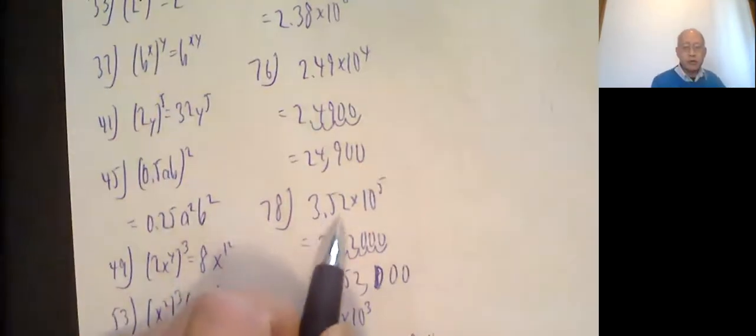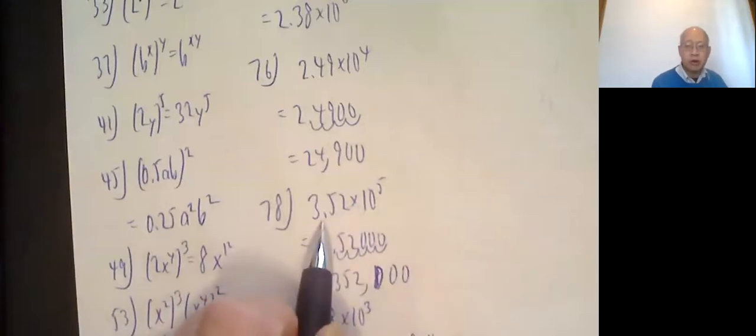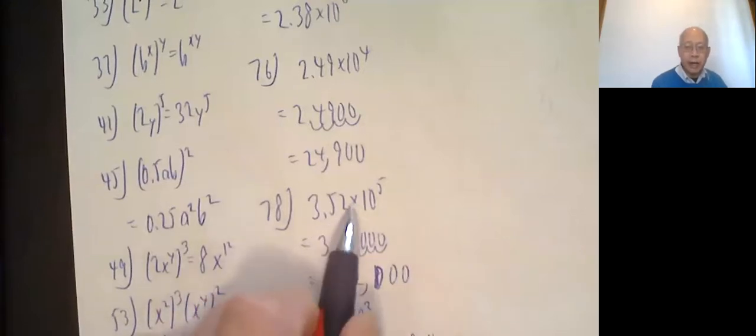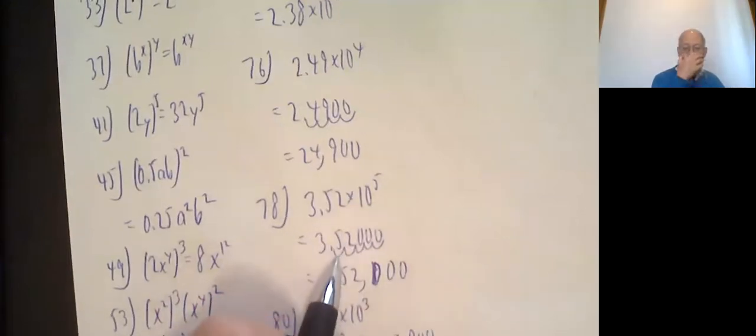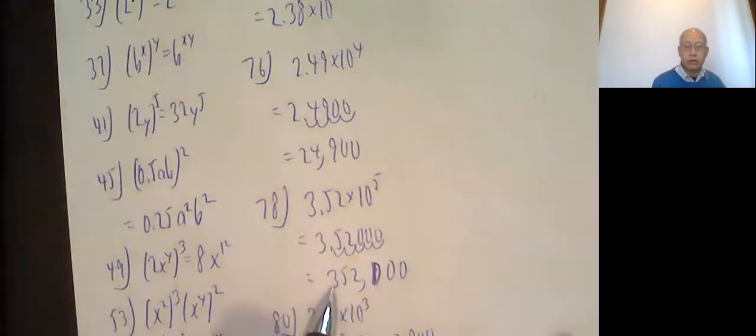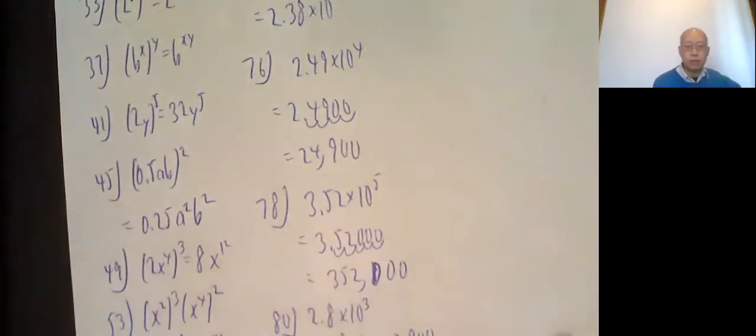78, 3.52 times 10 to the fifth. Move the decimal over 5 spaces to the right. I don't have 5 spaces, so I pad it with a bunch of zeros. And then I go 1, 2, 3, 4, 5. So 352,000.